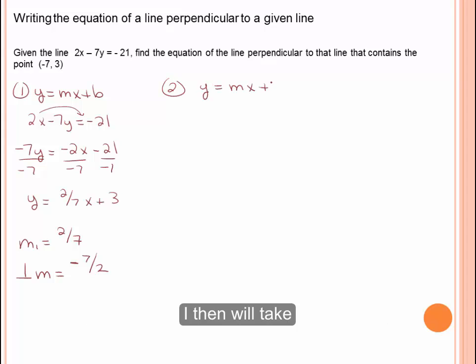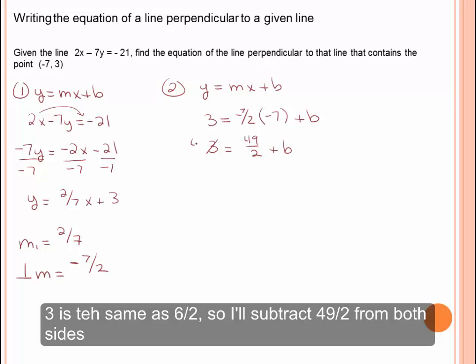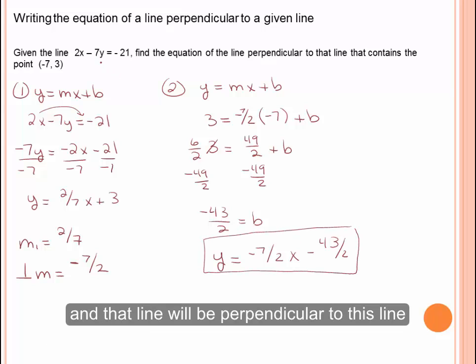I then will take my new slope, negative 7/2. I will plug in the x. I will plug in the y, and I will find b. So I have 3 is equal to 49/2 plus b. 3 is the same as 6/2, so I'll subtract 49/2 from both sides. Negative 49 and 6 is negative 43/2 to give me my b. And my new equation is y is equal to negative 7/2 x minus 43/2. And that line will be perpendicular to this line.